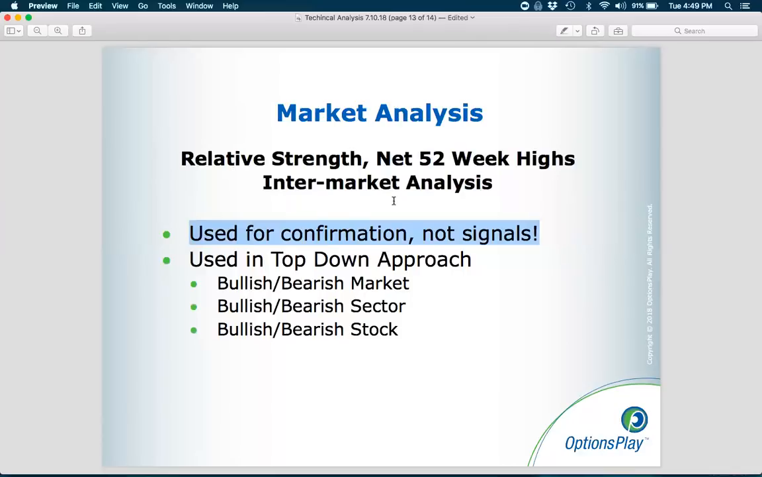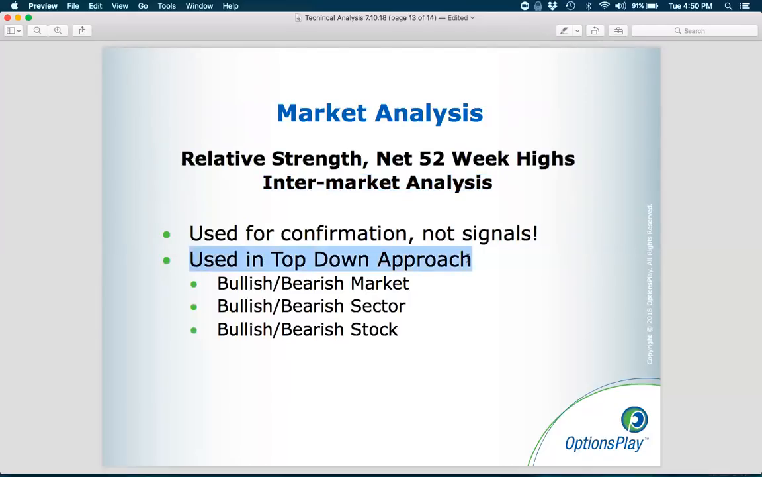Or if you see that net 52-week highs are at all-time highs, that's just a confirmation that stocks in general are moving higher. That's a confirmation for your bullish move. Or if, let's say, you're looking at intermarket analysis, meaning you're looking at other sectors, or the whole market as a whole, and it's moving higher, that's again a confirmation for perhaps your bullish view on a specific stock, but you shouldn't use that as a signal itself. You should only use those as confirmation signals.